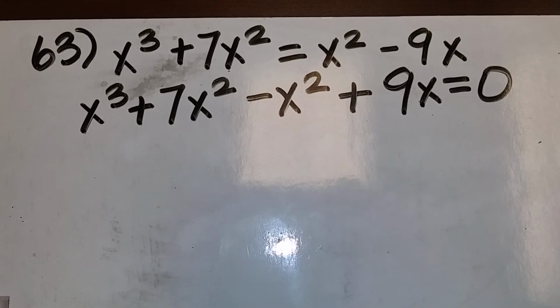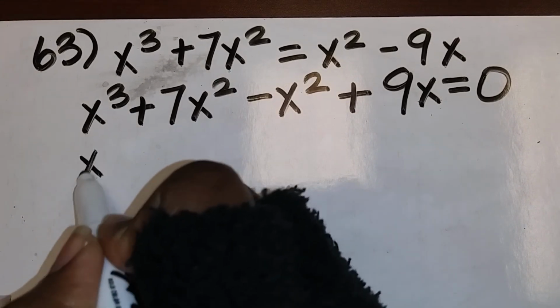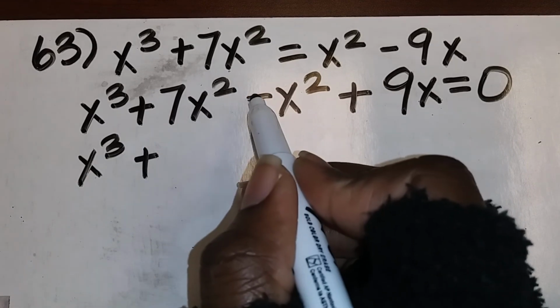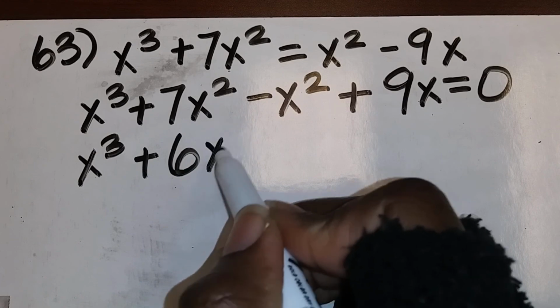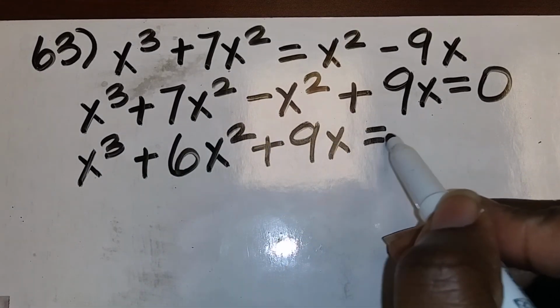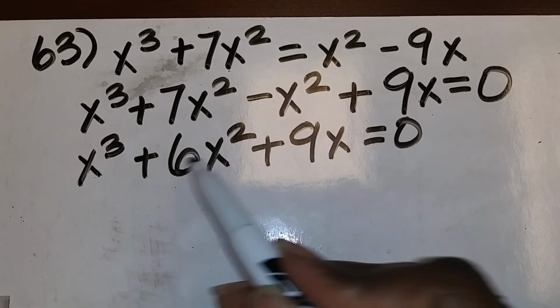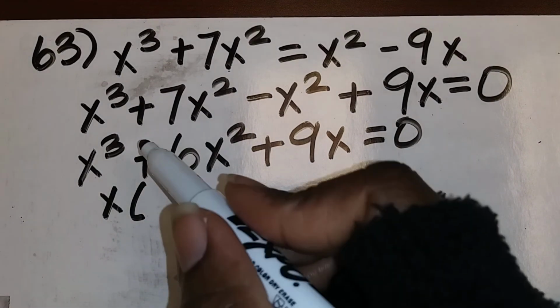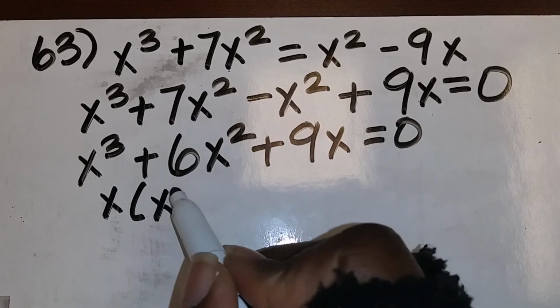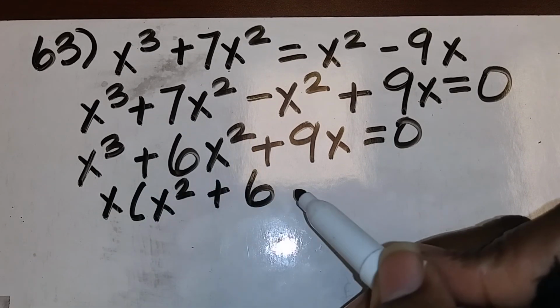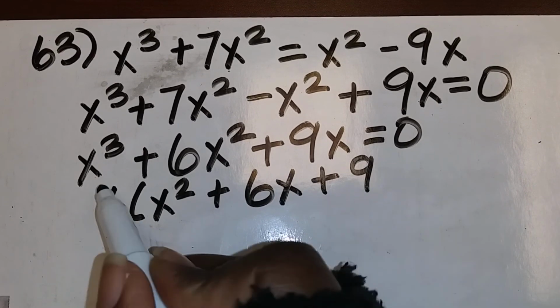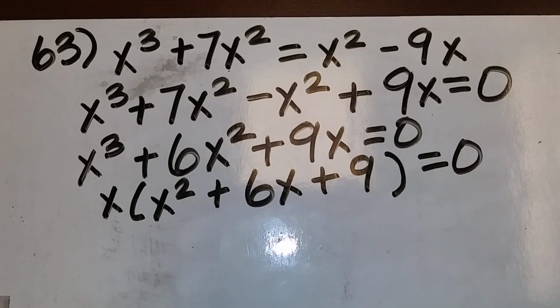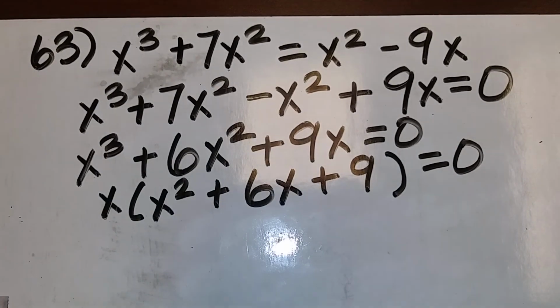Now, let's combine like terms. I'll get tempted and think about factor by grouping because I see 1, 2, 3, 4 terms. But go ahead and just combine your like terms first. We have x to the third plus 7 minus 1 is 6x squared plus 9x equal 0. Now, I see that I have a GCF, greatest common factor, which is x. We are subtracting the exponents. 3 minus 1 is x squared plus 6, 2 minus 1 is x plus 9, 1 minus 1, no x, equal 0. Now, we're going to have 3 solutions.